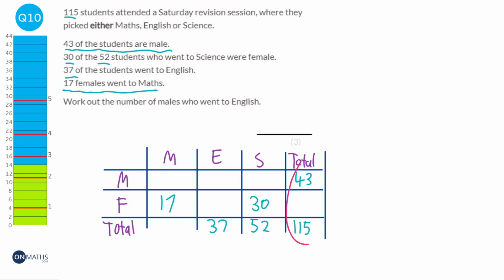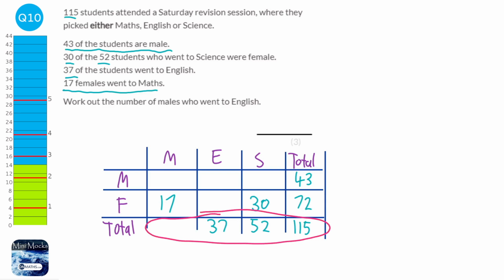So looking at these two, if there are 115 students altogether and 43 were male, that means 72 will be female. Looking along the bottom here, the total of English was 37, the total of science was 52, and the total altogether 115. And notice I'm not necessarily reading the question here, I'm just filling out the two-way table, but we'll read the question at this point.